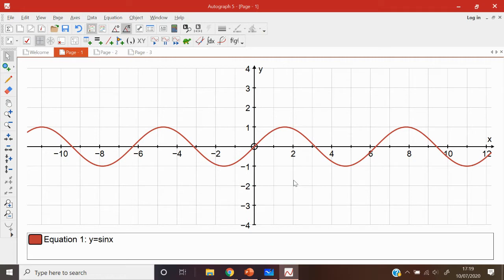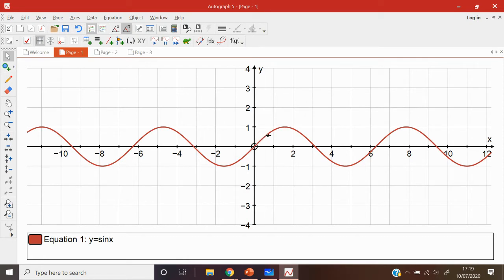I've got my x-axis in radians, and let's have a think. Now, if we're going to plot the reciprocal of this function, the easiest points to think about are when the value of sine x equals 1, because the reciprocal of 1 is 1. So we know that the graph of the reciprocal, which is going to be cosec x, is going to meet the graph of sine x at the point where sine x equals 1.